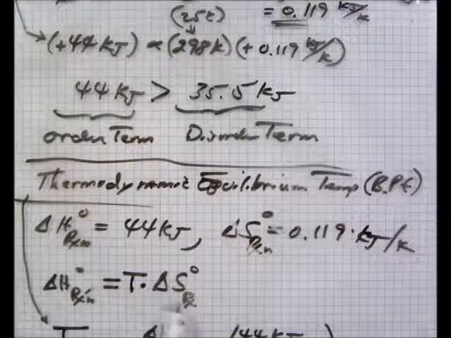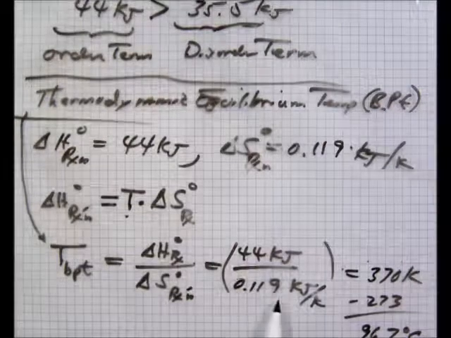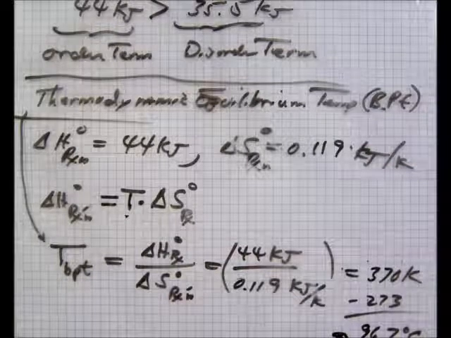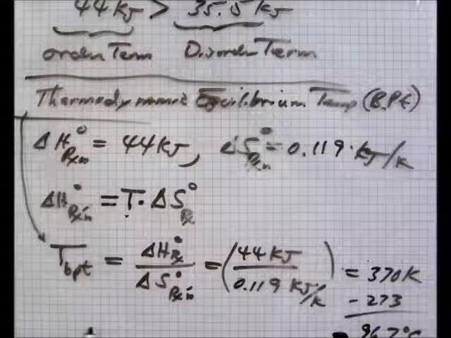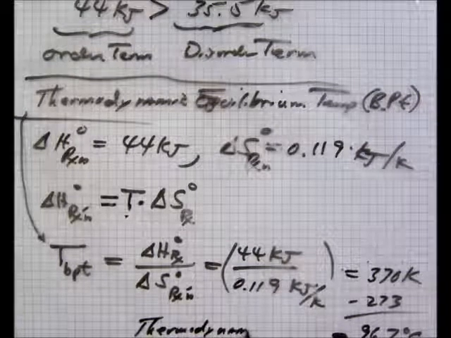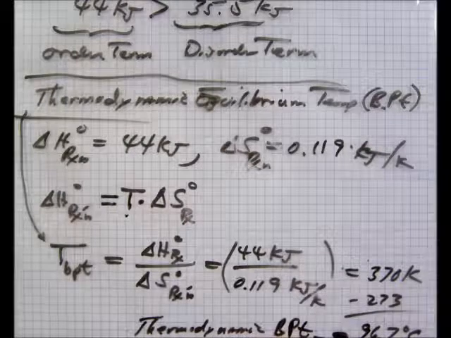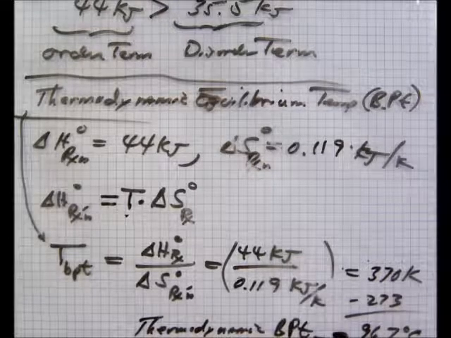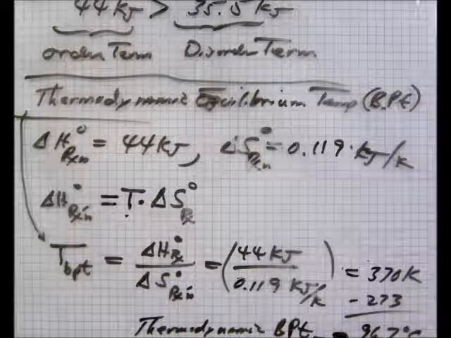Now, delta H is 44 and delta S is 0.119, then you calculate the temperature right there. You put 44 over 0.119, and it comes out 370 Kelvin. Subtract 273, and it's 96.7 degrees Celsius. Anyway, this is what's called the thermodynamic boiling point. When everything's said and done, it's close enough to 100, so people use 100 degrees as the accepted boiling point of water.